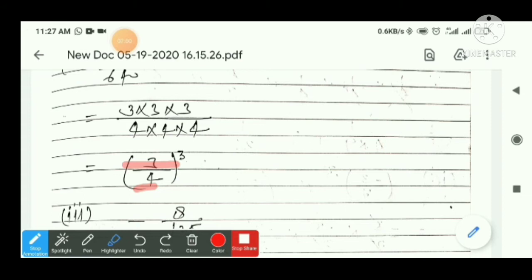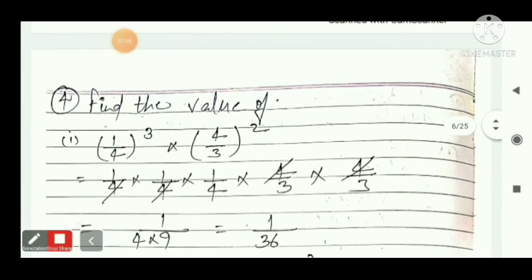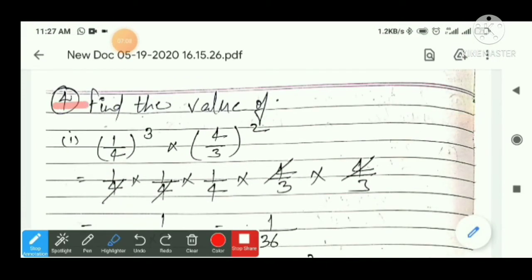Any problem? Okay, so please look at the next question, question number 4. Find the value of (1 upon 4) raised to 3 multiplied by (4 upon 3) raised to the power 2. Students, (1 upon 4) raised to the power 3 means we multiply 1 upon 4 three times.